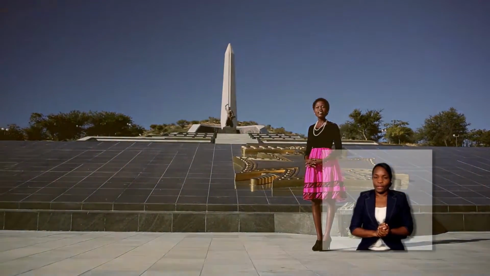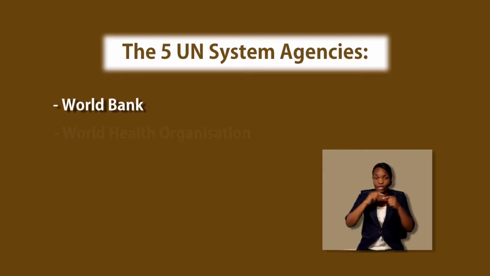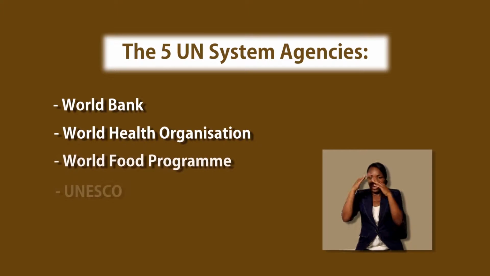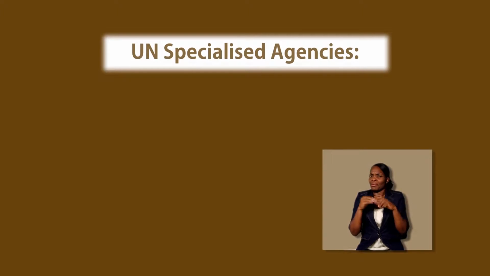The 5 UN system agencies include the following: the World Bank, the World Health Organization, the World Food Programme, UNESCO, and UNICEF. And then there are secondary organization funds and programs and specialized agencies. Okay, finally we get to it. What are these specialized agencies?